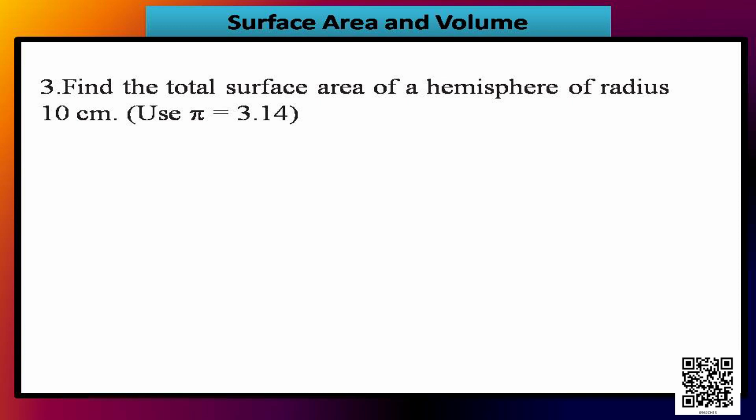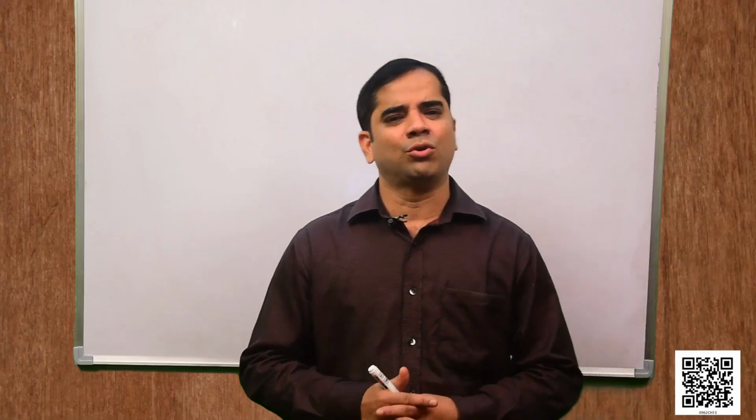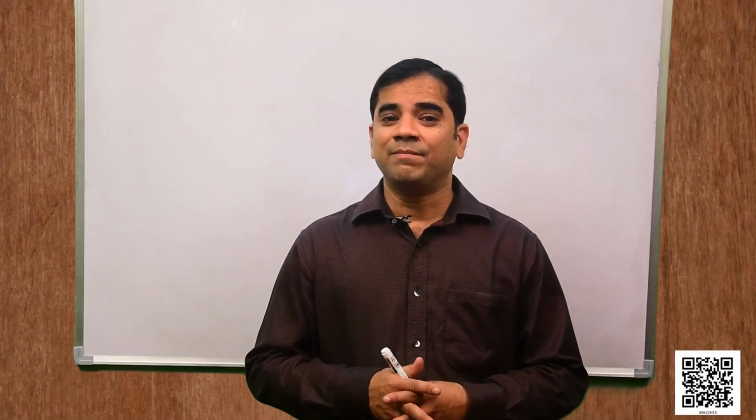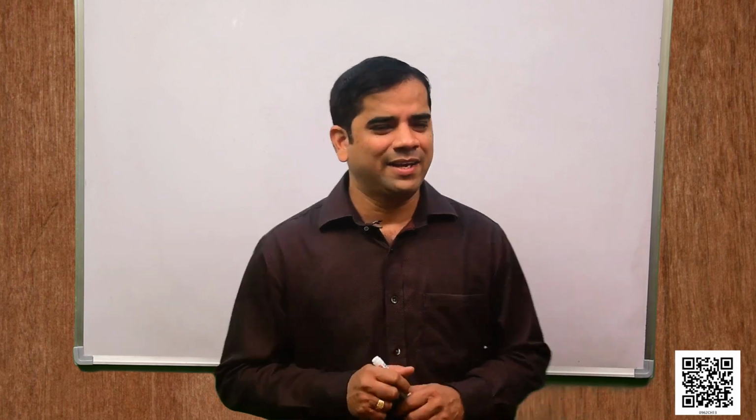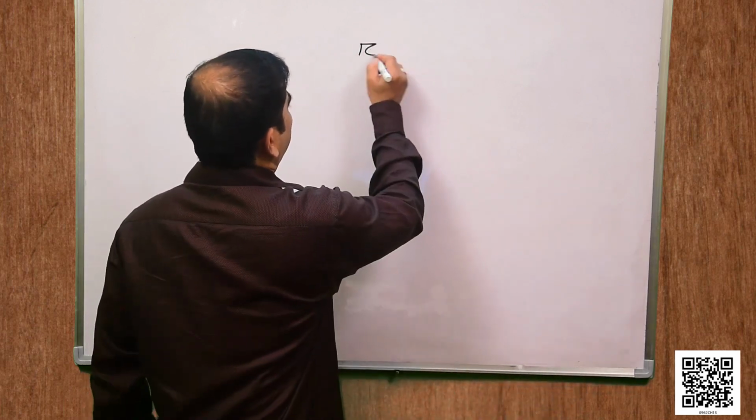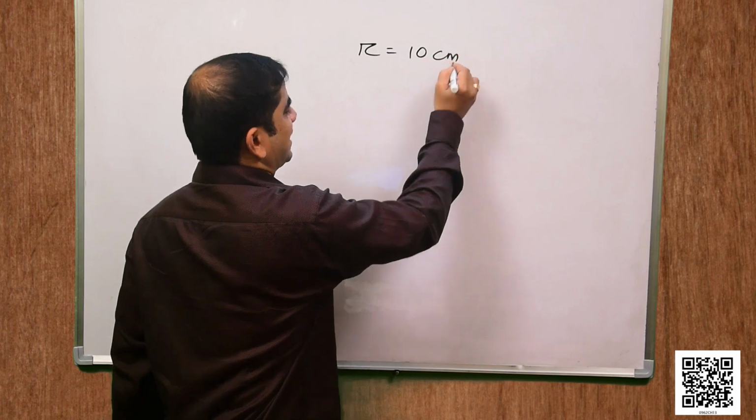Students, let us now solve question number 3. It says, find the total surface area of a hemisphere of radius 10 centimeter. In this case, it is instructed to use pi as 3.14. So, let us discuss the solution. What is given over here? The radius. So, r is equal to 10 centimeter.